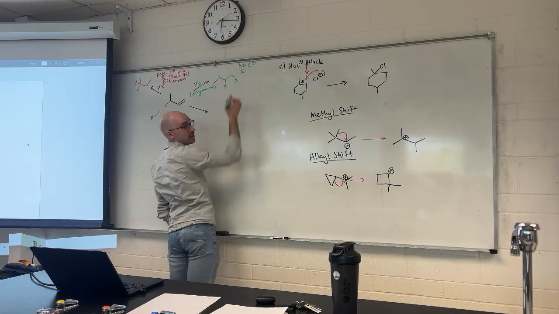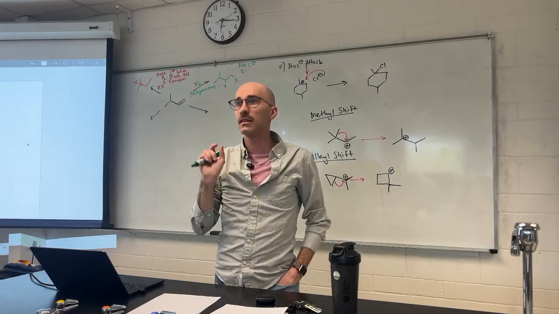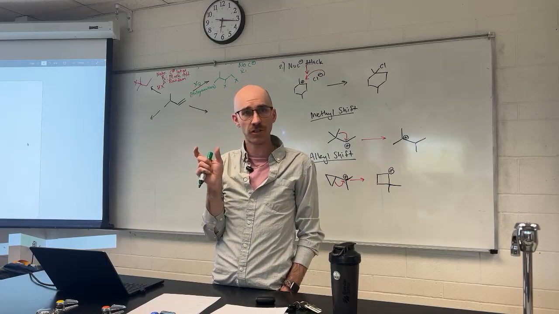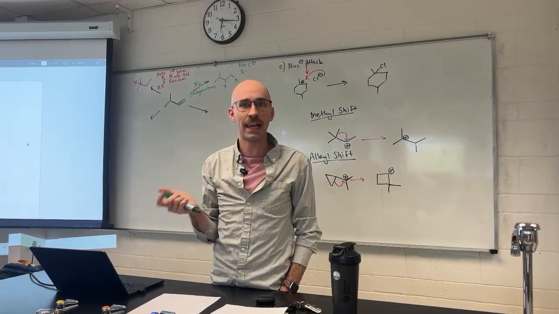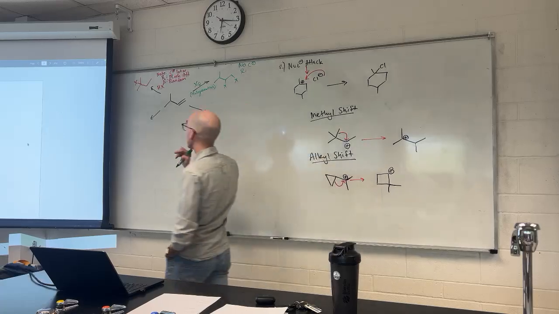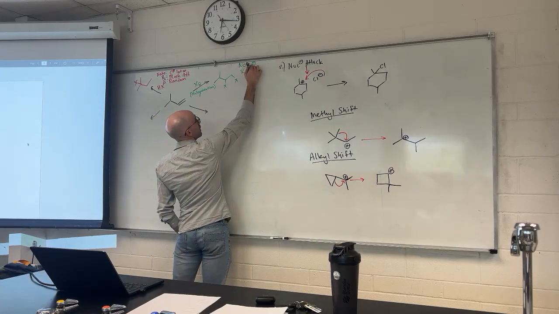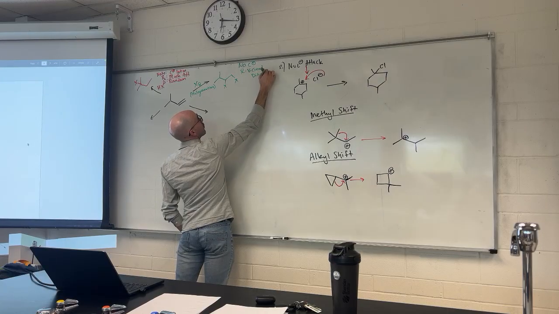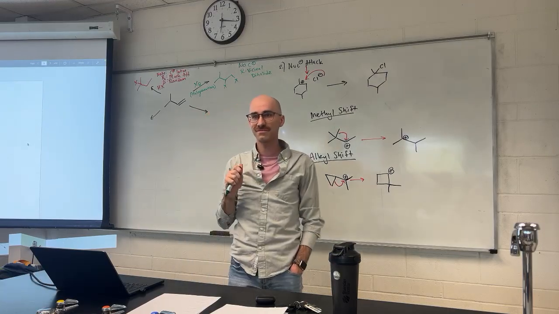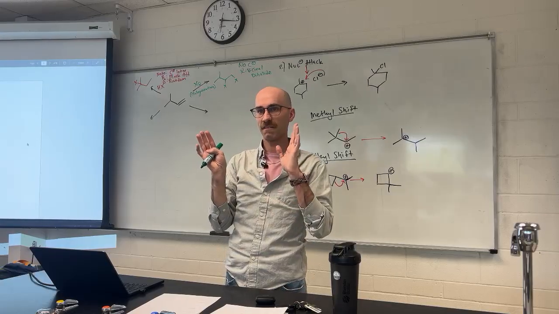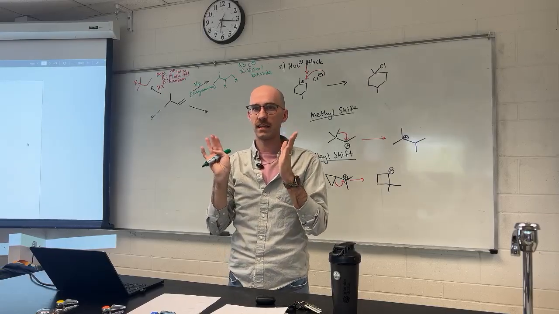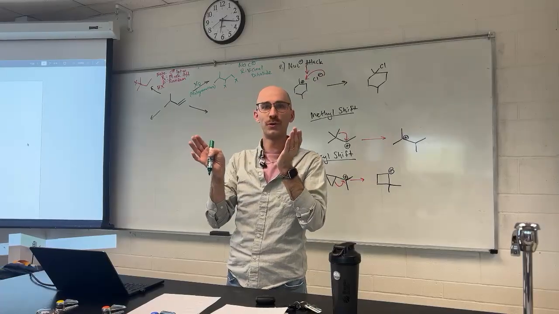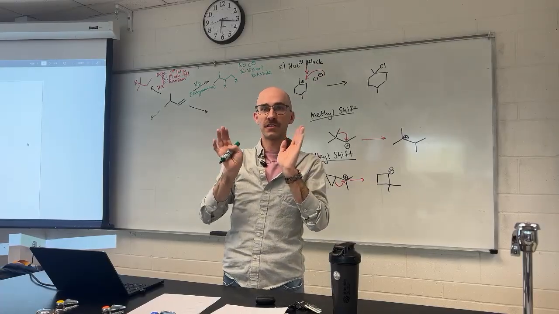The regiochemistry does not describe hydrogen at all. There's no hydrogen involved, so I can't use Markovnikov and I can't use anti-Markovnikov. So here's what I point out. The regiochemistry here is a vicinal dihalide. Do you guys remember what that term means? Vicinity. These are in the same vicinity as each other. A 1,2 dihalide is a vicinal dihalide.